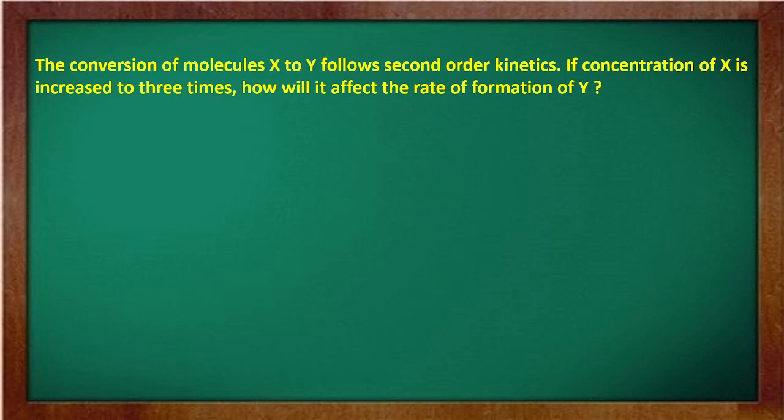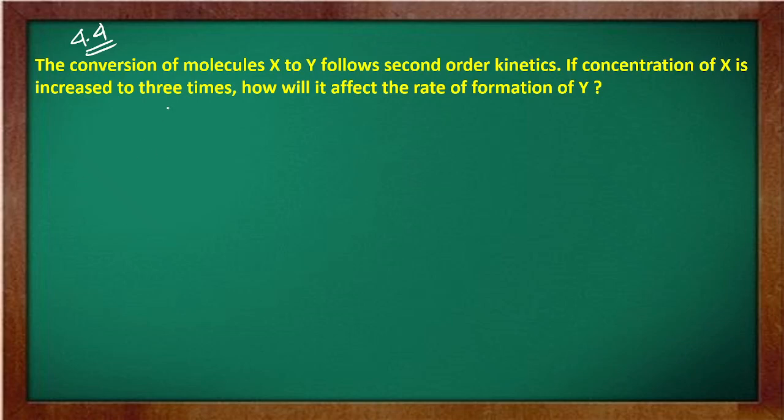The conversion of molecule X to Y. These questions are from your book. If you want to see it in the book, you will get it there. This is question number 4.3 in text, and this is 4.4 in text. The previous one was in text 4.3. Now here it is said that the conversion of molecule X to Y follows second order kinetics. Now if concentration of X is increased to 3 times, how will it affect the rate of formation of Y?